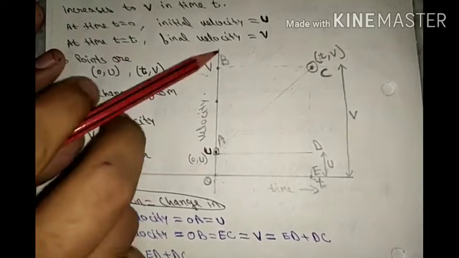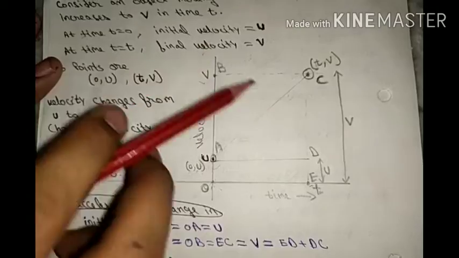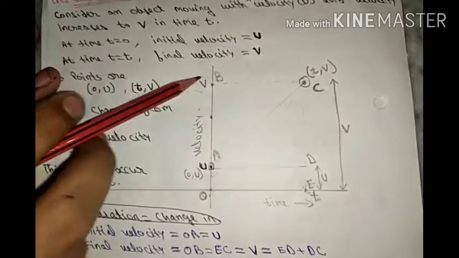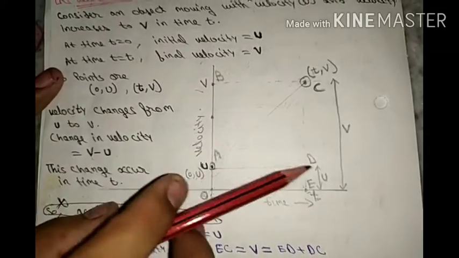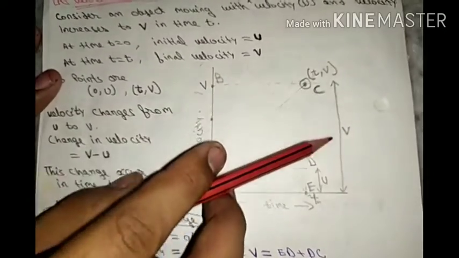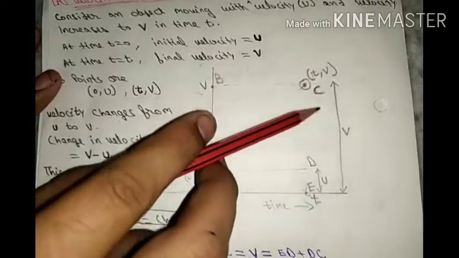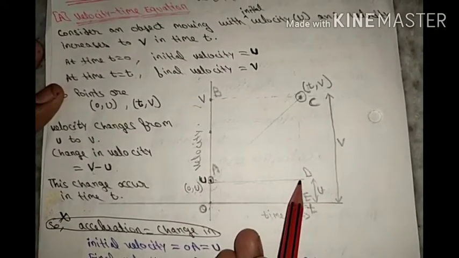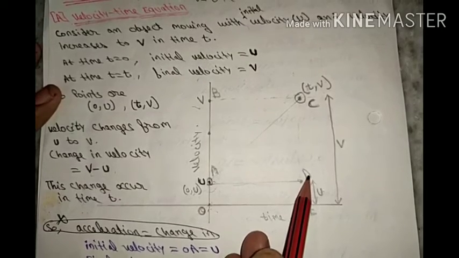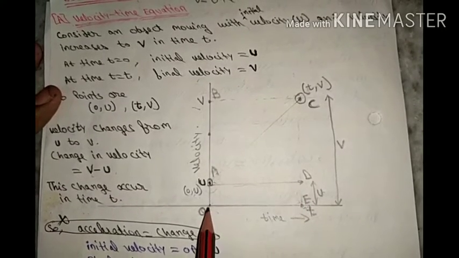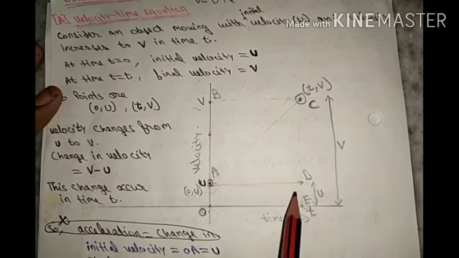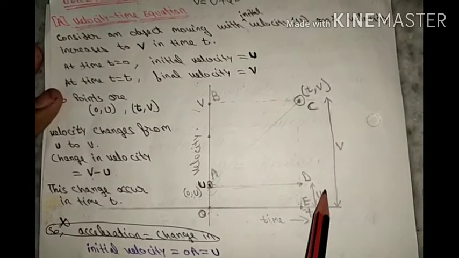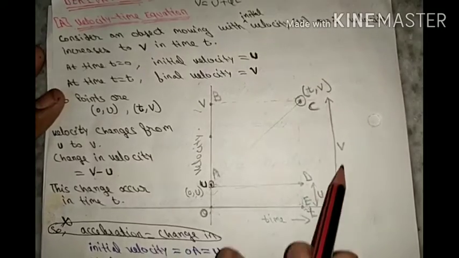OB, you can see, is equal to EC, because it is a rectangle. So EC also represents the final velocity v. The height represents the final velocity v. And if I make a line parallel to the time axis and cut at point D, then ED must be equal to OA, because it is also a rectangle. So ED is equal to u and EC is equal to v.